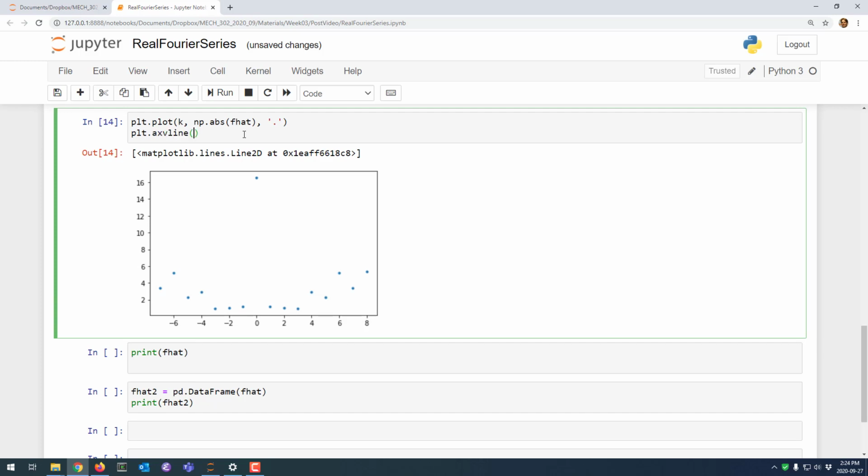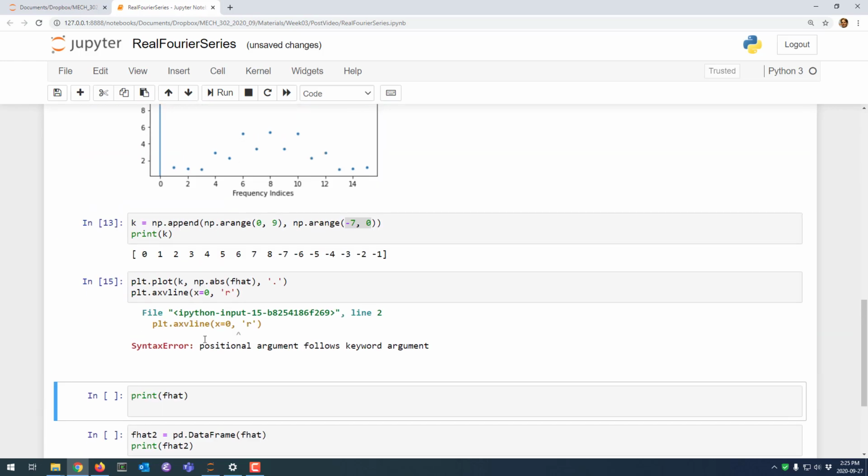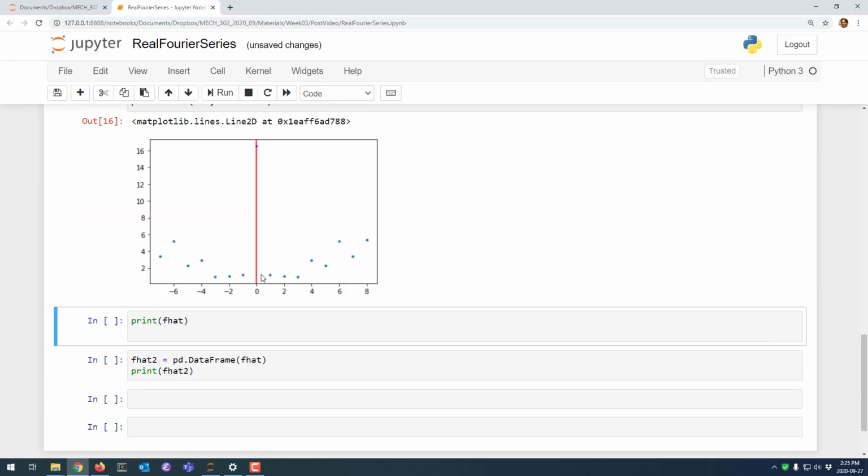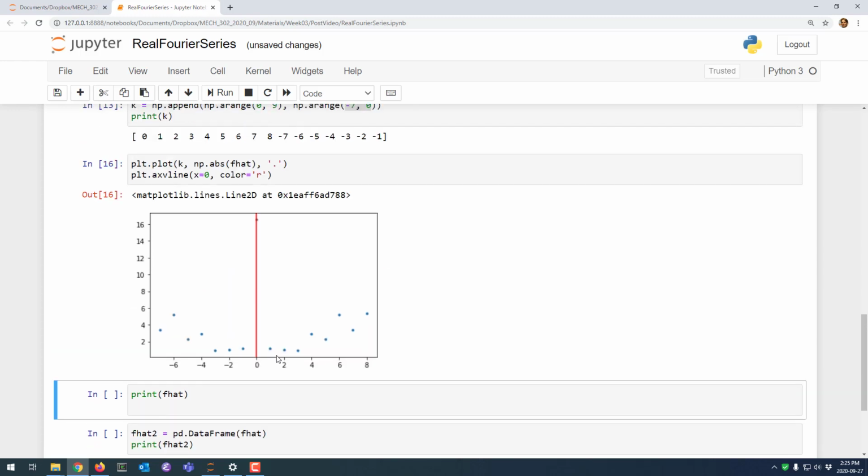ax.axvline, so it's a vertical line at a certain x coordinate. And now we can add x equals 0. Can I do that in red? No, I have to say it's red. There we go. Now we can see the symmetry that we're looking for here. This desperately needs to be explained.